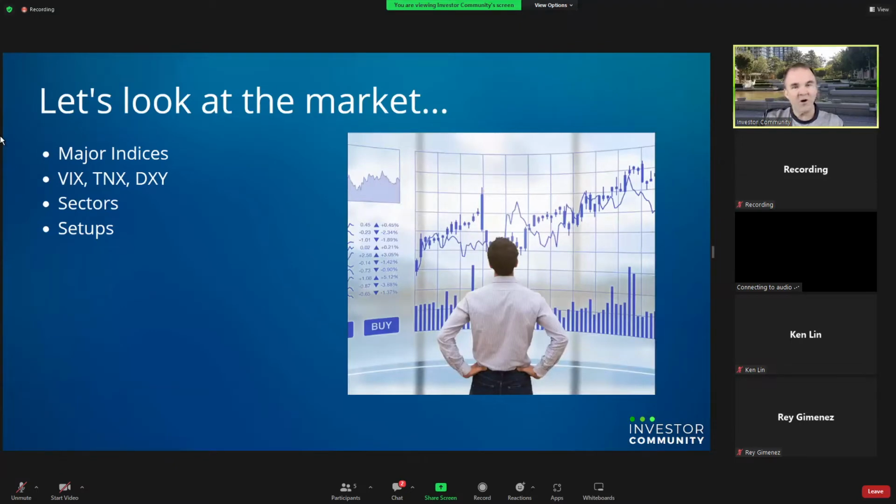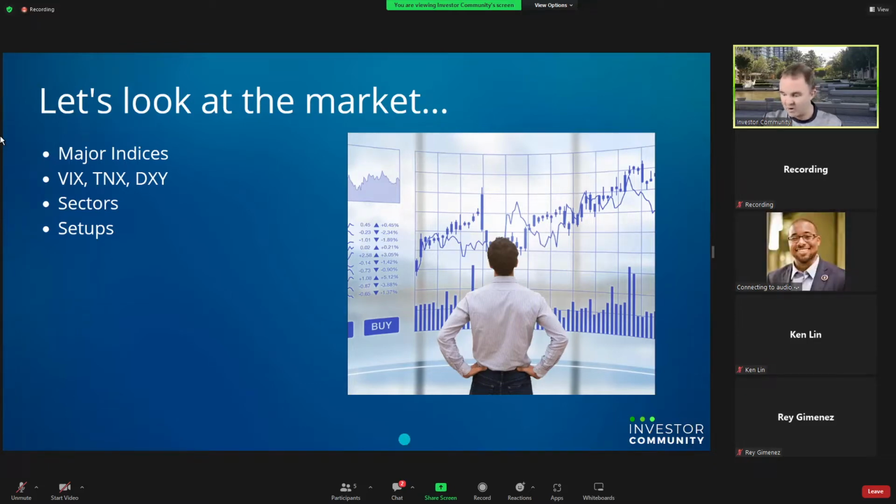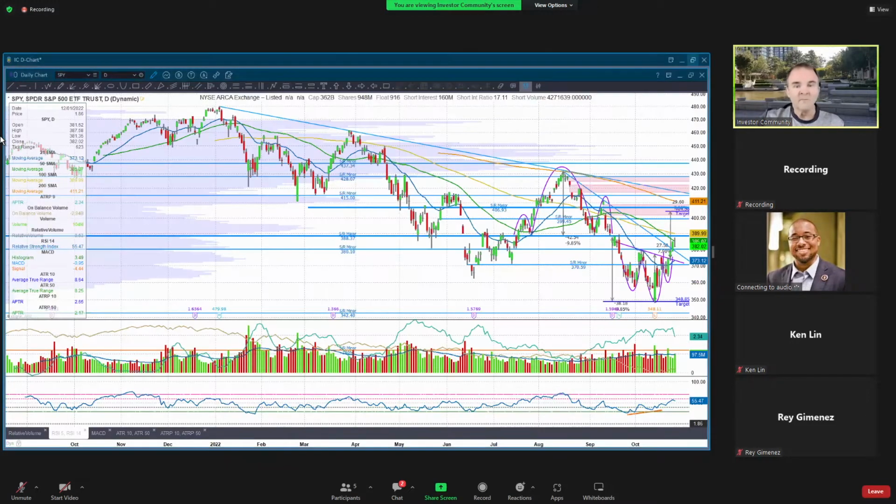So let's start by looking at the major indices today, and then we'll look at a couple of sectors and things. We'll get a feel for what's been going on before we start digging into individual tickers. So we'll start with the S&P 500 as we always do. If we can find, there we go.